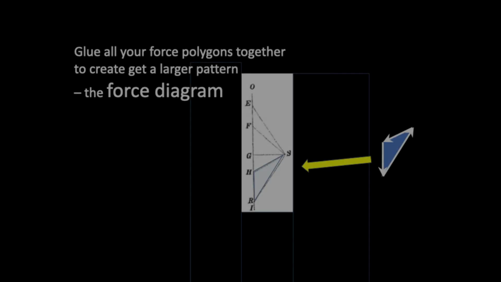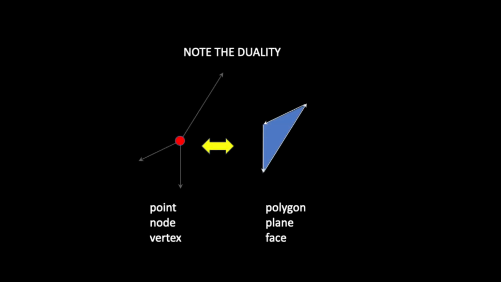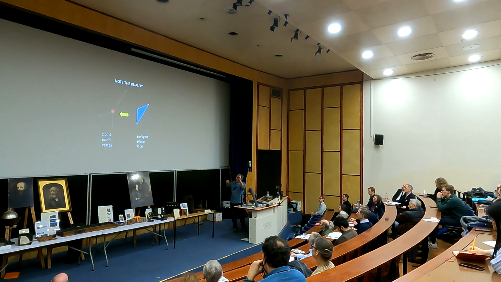And then you stick all these polygons together from all of your nodes, and you've made a diagram, the force diagram. And now let's notice the duality. It's all about duality. Keep your eye on the duality through it. So we started with a node over there, and over here we've now got a polygon. So we go from point to plane, vertex to face. It's a point to a plane, really.